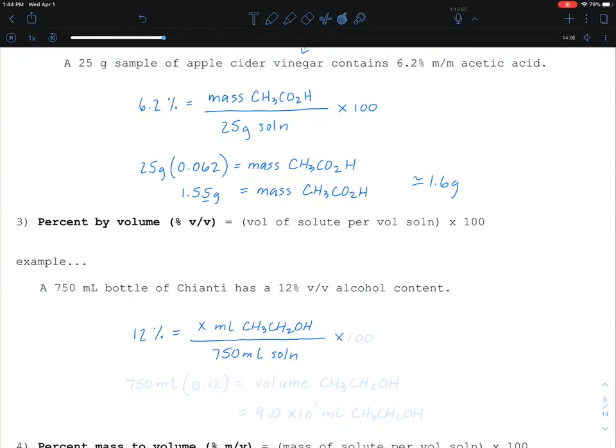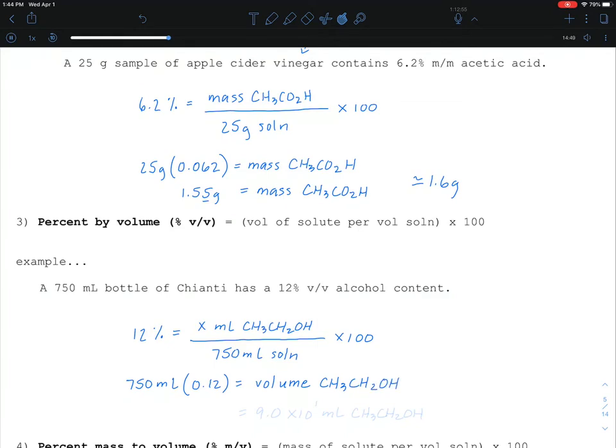So if I want to figure out the volume of just the alcohol in that bottle of wine, then I'm going to divide both sides by 100, and then multiply the other side by 750. That isolates the milliliters of just the ethanol, right? So what I get is essentially 750 milliliters times 0.12. And that will be the volume of the alcohol in that solution, if it's expressed as a percent by volume.